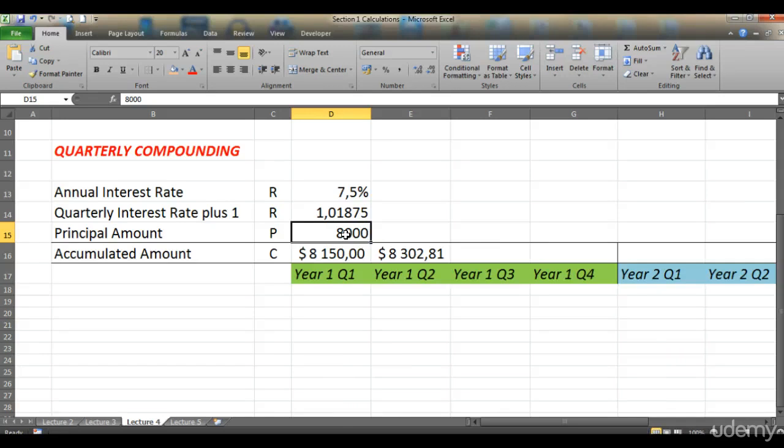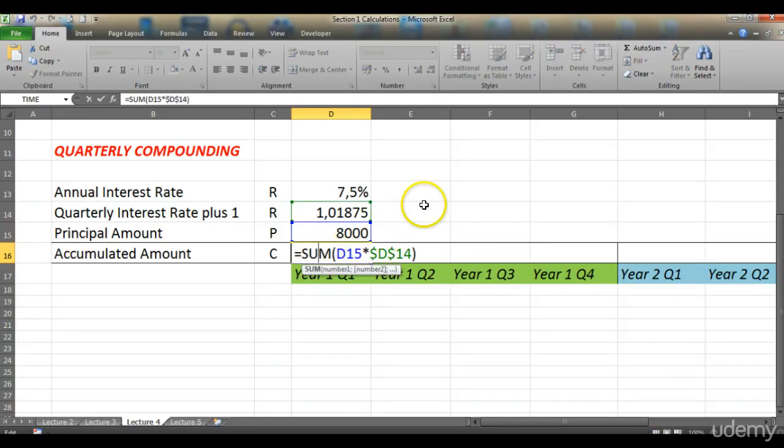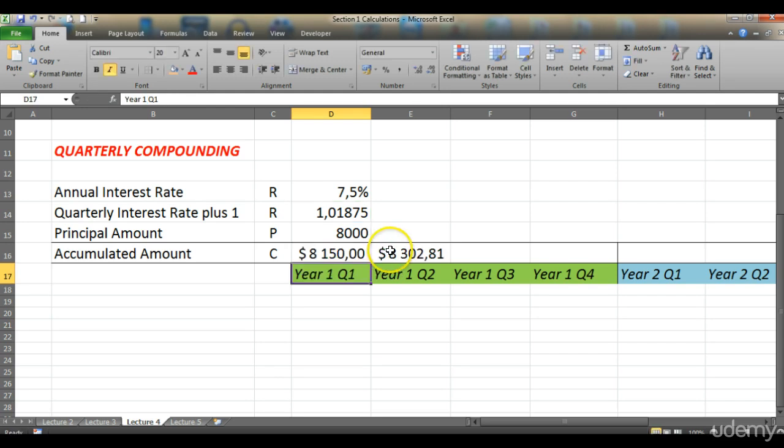$8,000. And here is the formula, which is the same as for annual compounding. We have the quarterly interest rate plus 1 multiplied by the principal amount. And as usual, we use an absolute reference for the interest rate. This is for year 1, quarter 1.